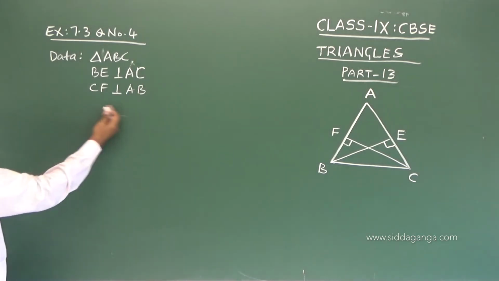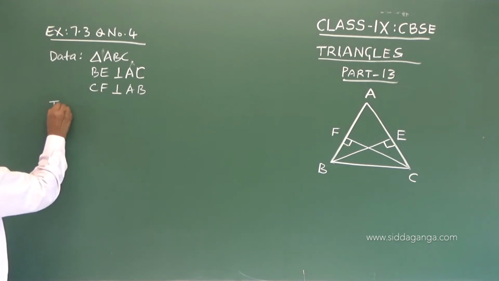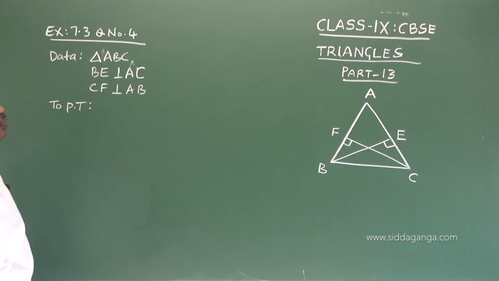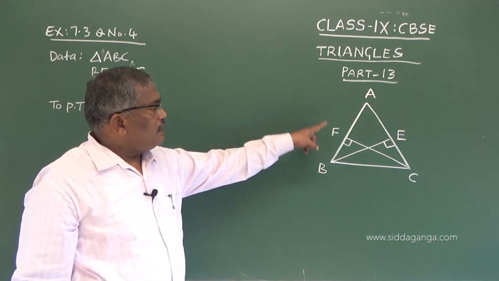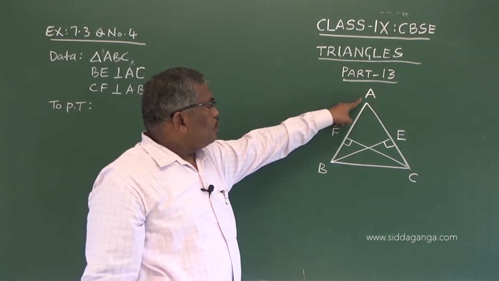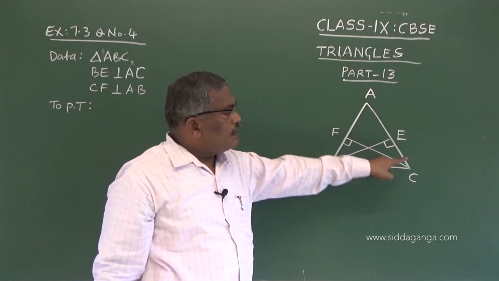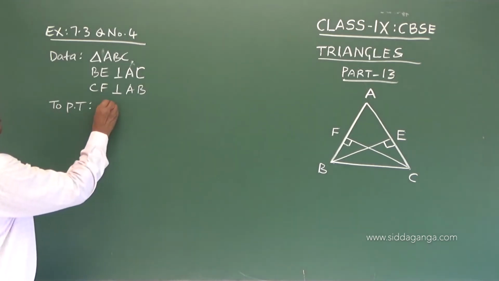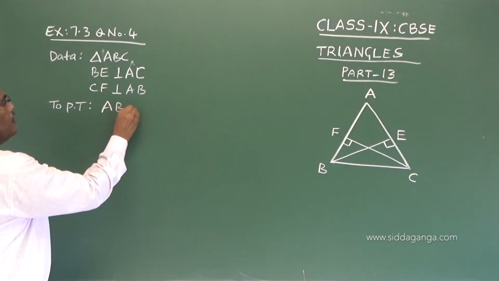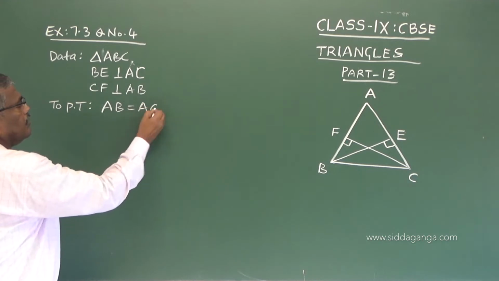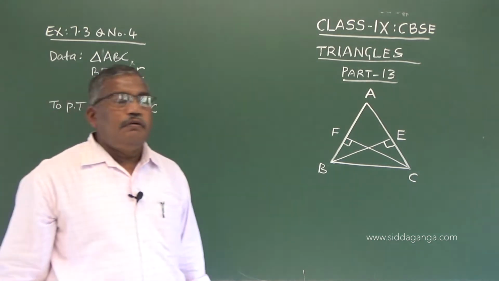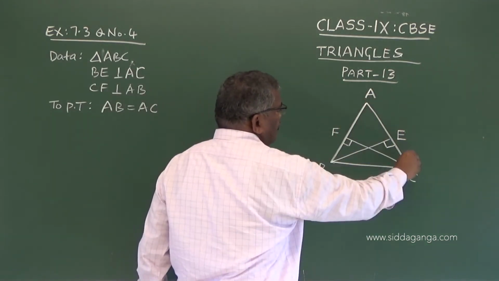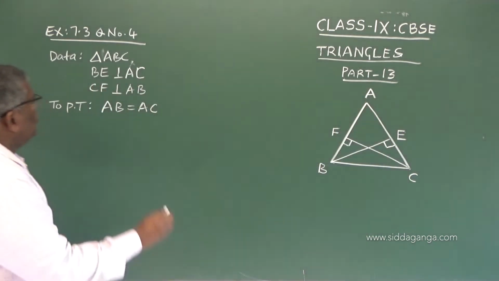Now to prove, what is to be proved? We have to prove that triangle ABC is isosceles. That means we have to prove that the two sides of the triangle ABC are equal. To prove that AB equals AC. So we have to prove that these two sides are equal. Now proof.